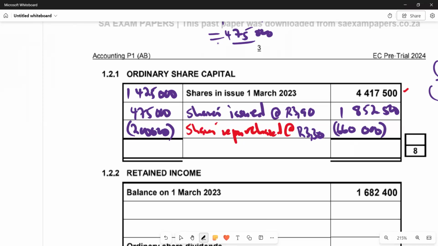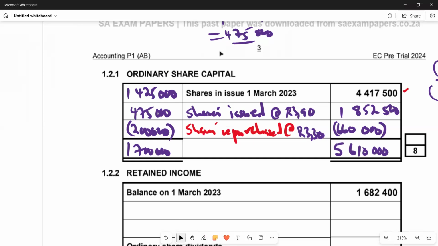So it means we can get this figure that we have here by saying 1,425,000 plus 475,000 minus 200,000, and then you're going to get your 1,700,000. Then from here now, we can also get the figure which is the closing balance by saying 4,470,500 plus 1,852,500 minus 660,000, and then you get your 5,610,000. So this is what we have on the ordinary share capital.